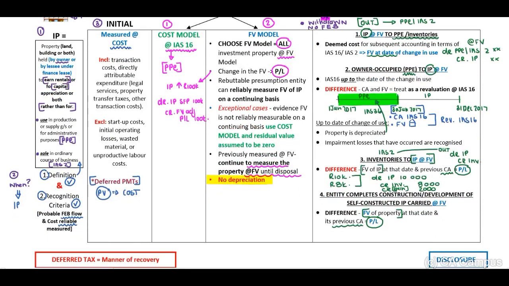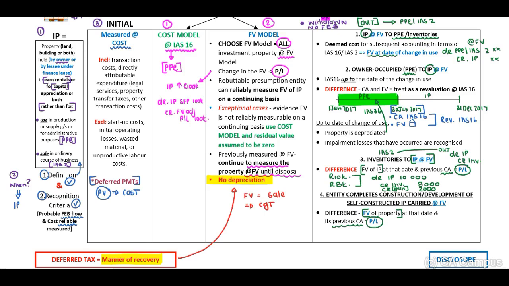Deferred tax, extremely important. This will be based on the manner of recovery. Now, in terms of IAS 40, IAS 40 indicates to us that if investment property is carried at fair value, we will deem that fair value adjustment to be recovered through sale. Therefore, this will be taxed based on our CGT rate.